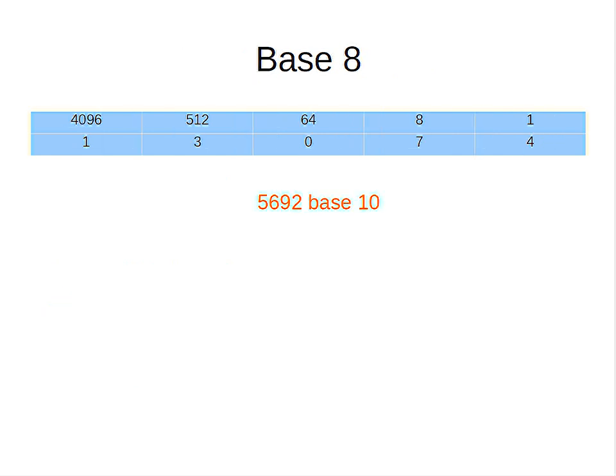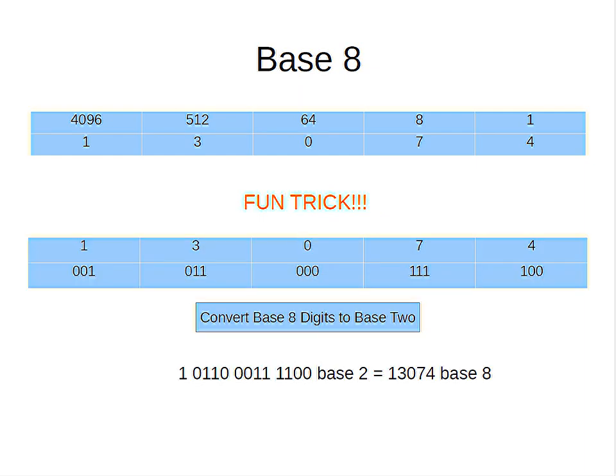Okay, base 8 works the same way, and if you have 4096 plus 3 copies of 512 plus 7 copies of 8 plus 4 ones, then you'll end up with presumably 5692 base 10.